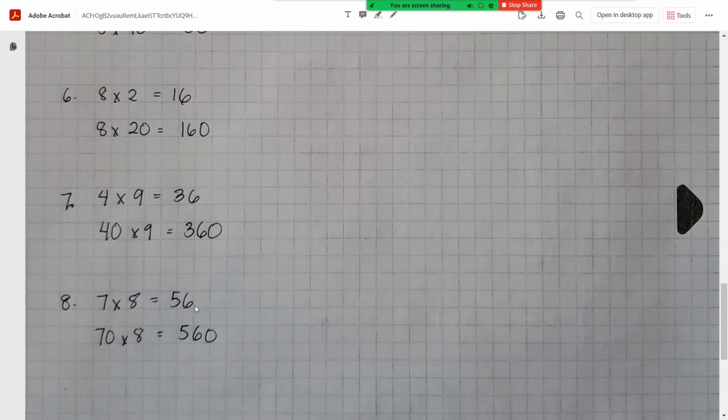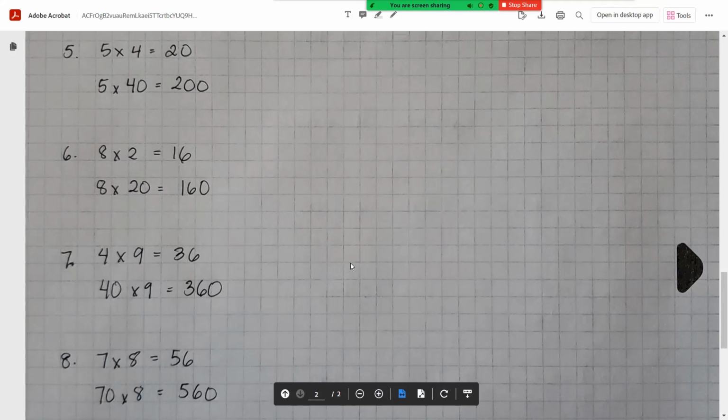And then our last one, 7 times 8 is equal to 56, so 70 times 8 will be equal to 560. This is why we really need to practice our basic math facts and make sure you know how to do your basic multiplication. That'll make all of these problems much, much easier for you to solve.